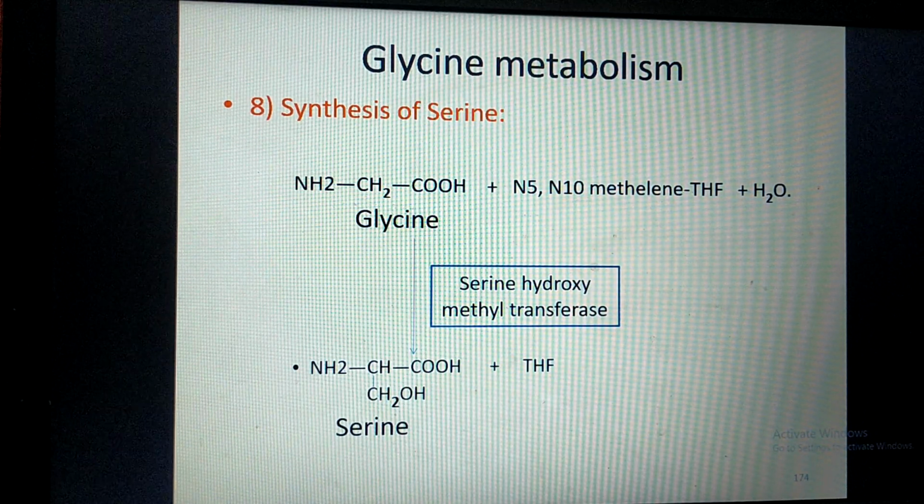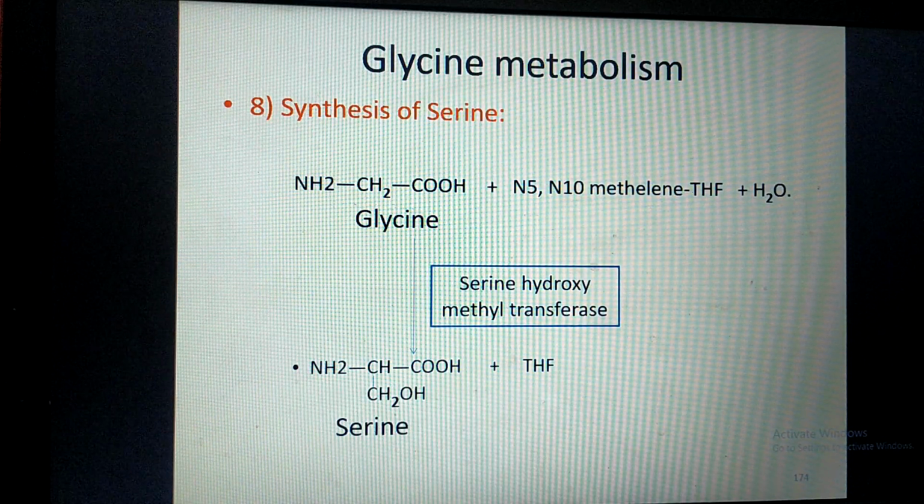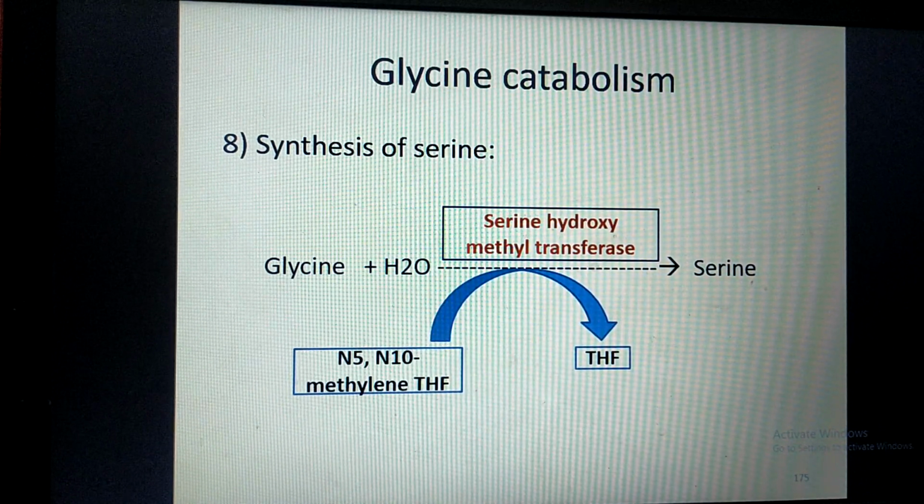This is a reversible reaction that we have already studied during glycine synthesis, where serine is converted to glycine. Here, according to the need of the cell, glycine combines with N5,N10 methylene tetrahydrofolate and a water molecule to form a serine molecule. This N5,N10 methylene group is added to the glycine and tetrahydrofolate becomes free. The enzyme is the same, serine hydroxymethyl transferase. You can write down this reaction in this manner also.